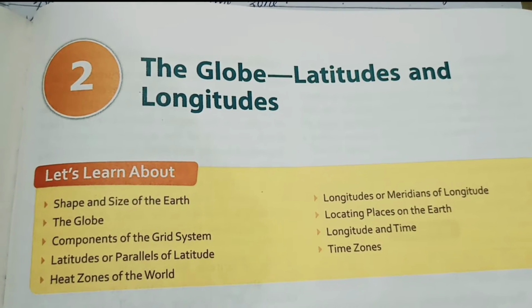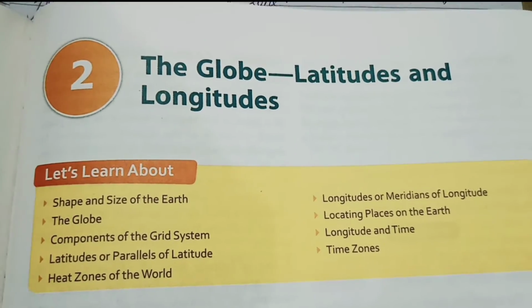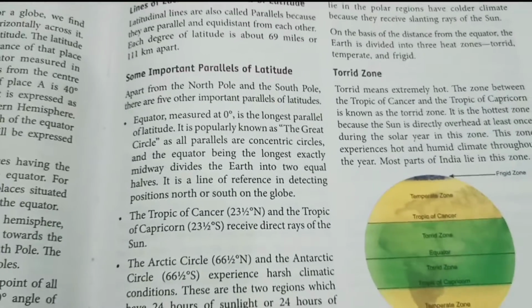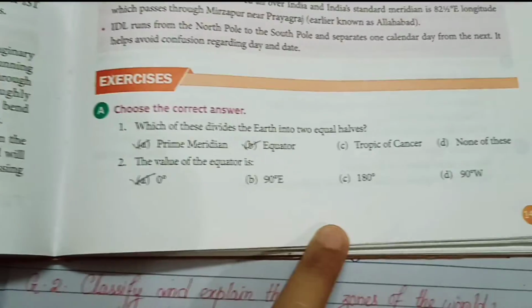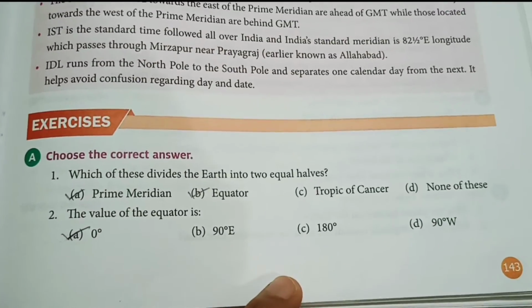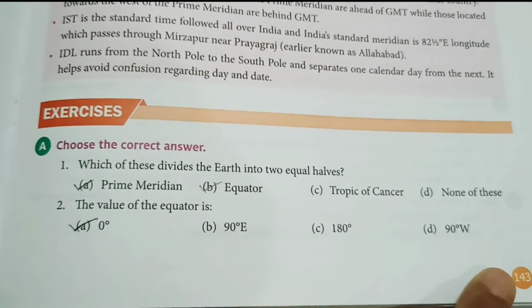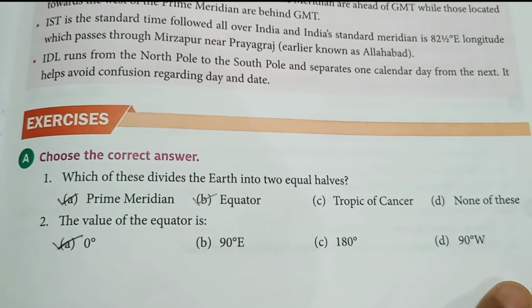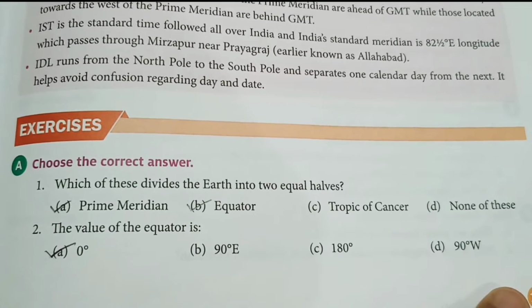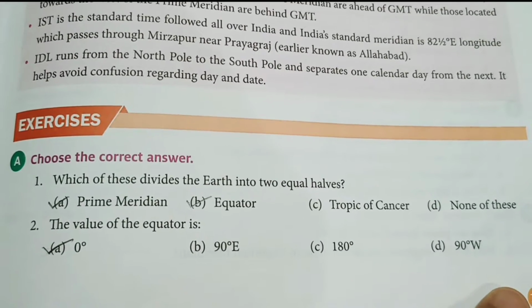So let's start. The globe, latitudes and longitudes. At first we have some objective parts. Number A, choose the correct answer. Number 1, which of these divides the earth into two equal halves? Answer is number A, prime meridian.